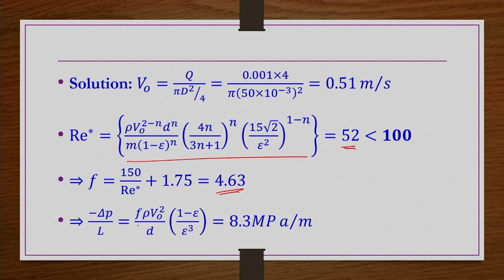So, then if you have this one, pressure drop you can find out as minus delta P by L equal to F rho V naught square by d, multiplied by (1 minus epsilon) by epsilon cube. Now, here F you substitute, rho, V naught, d, epsilon etc. all are known, substitute. So, then you get 8.3 megapascals per meter.